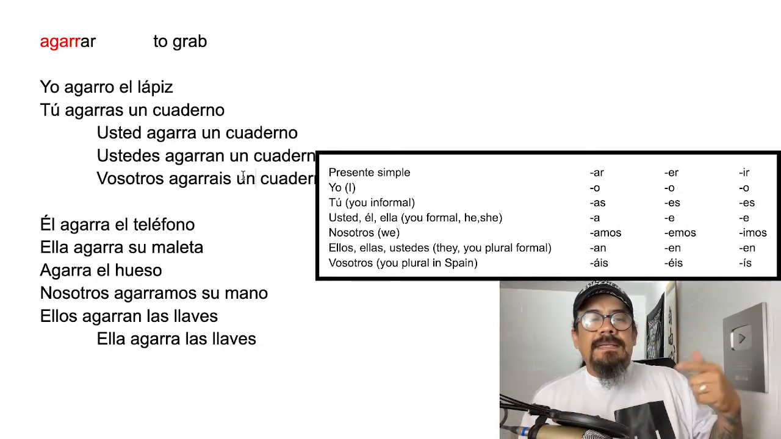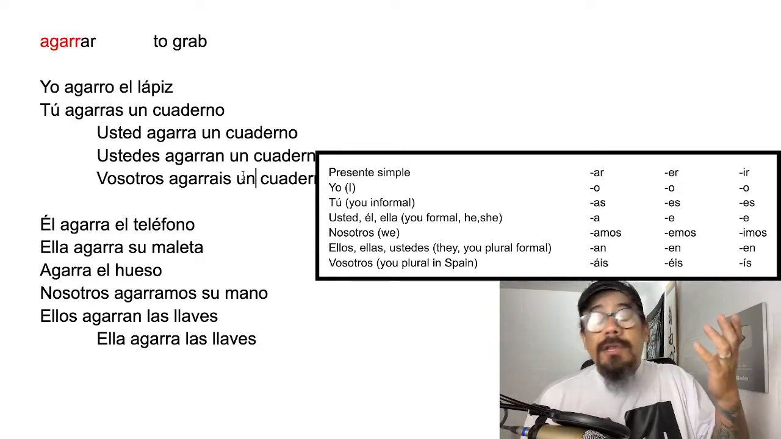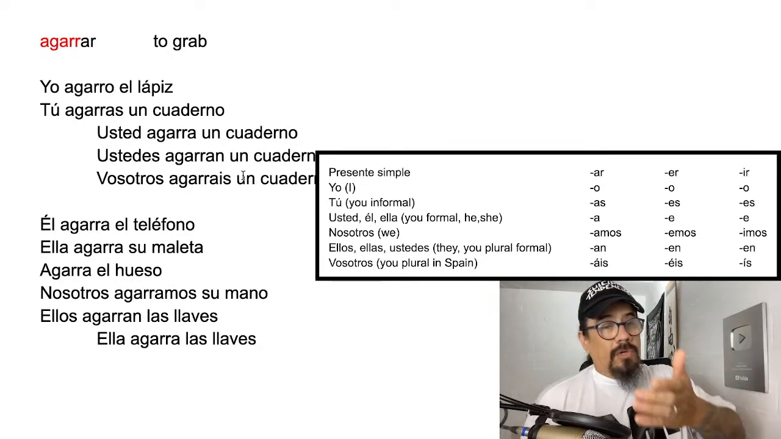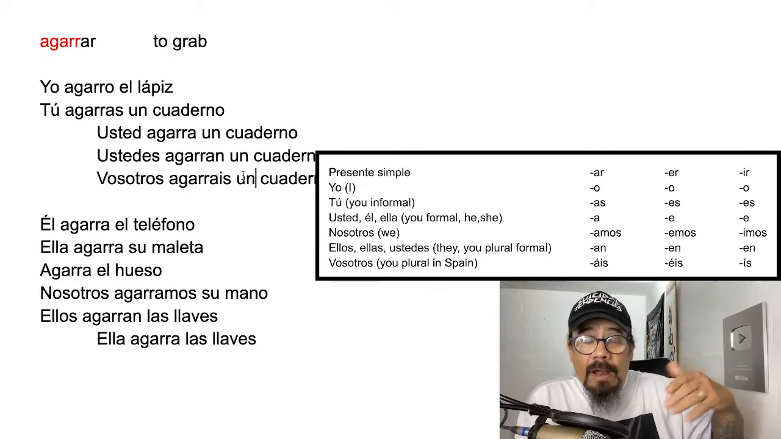My pleasure. Ustedes agarran un cuaderno. You grab a notebook. Vosotros agarráis un cuaderno. You grab a notebook. Those four are basically the same.